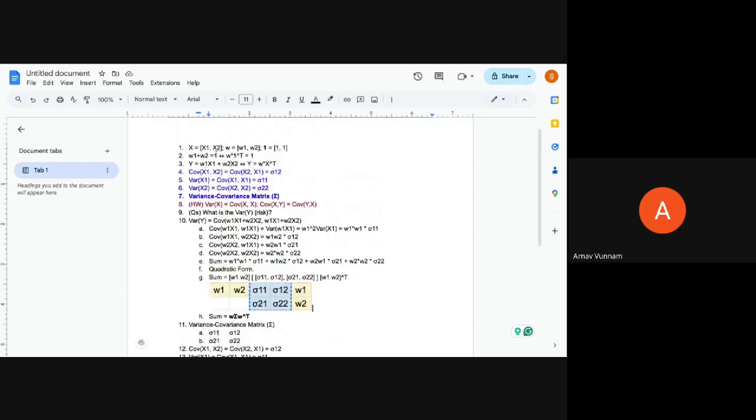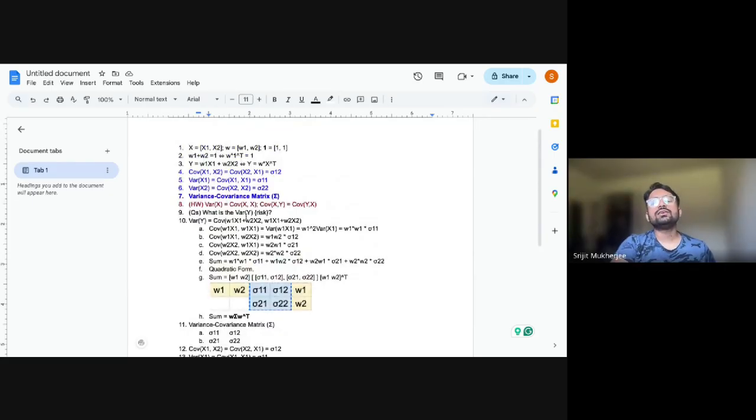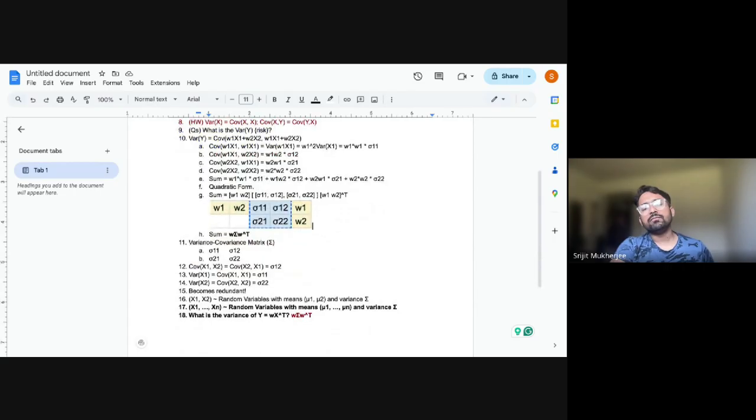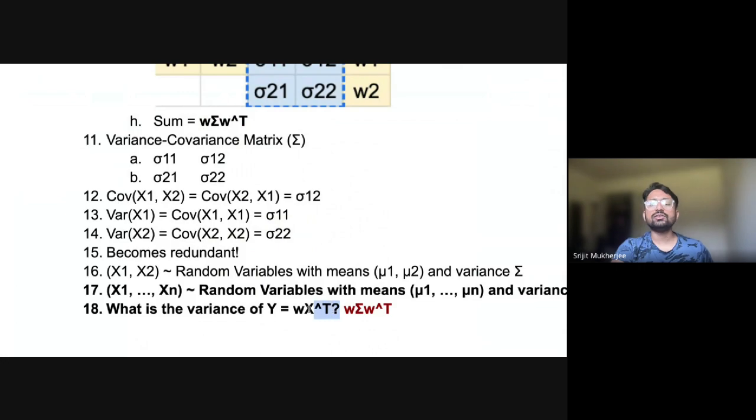I understood. And that real number is nothing but the final, because this y is also a real number, right? It's a single number. So the variance will also be a single number.